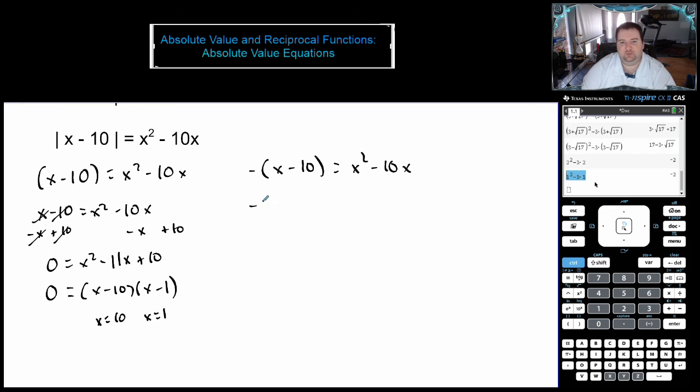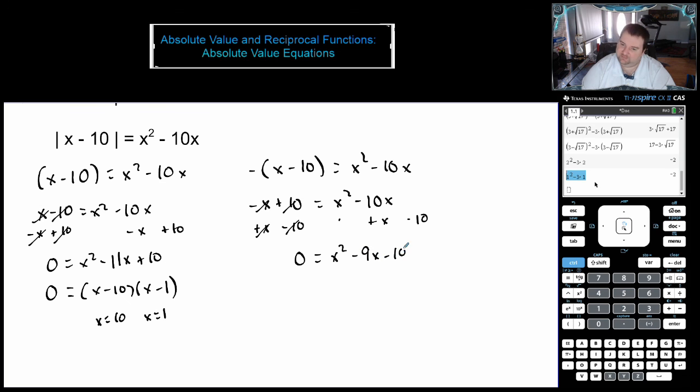Let's do this side. So we have negative x plus 10 equals x squared minus 10x. Let's add x and subtract 10 from both sides. So now we're going to have 0, because these all cancel out, equals x squared minus 9x minus 10. Is this factorable? Yes. x minus 10, x plus 1. All right, so x equals 10 and x equals negative 1.